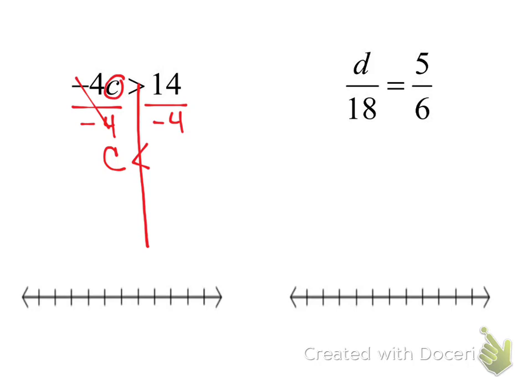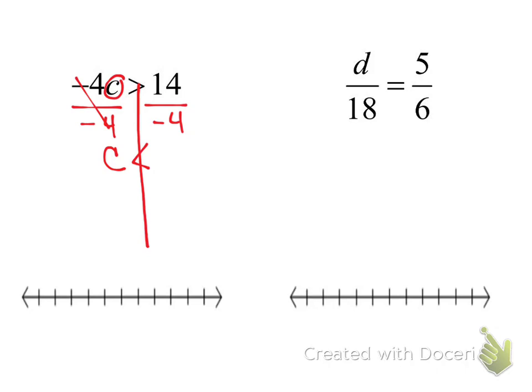Negative 3.5. Can you divide 14 by 4? If you take 14 and divide it by 4, what are you going to get? 3.5. You're going to get a decimal. Do I like my answers in decimal form? No. So what do I have to do to this? Simplify it.